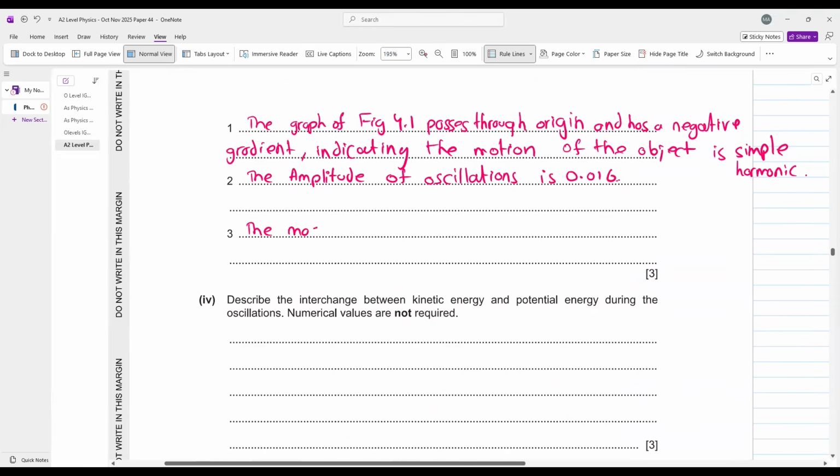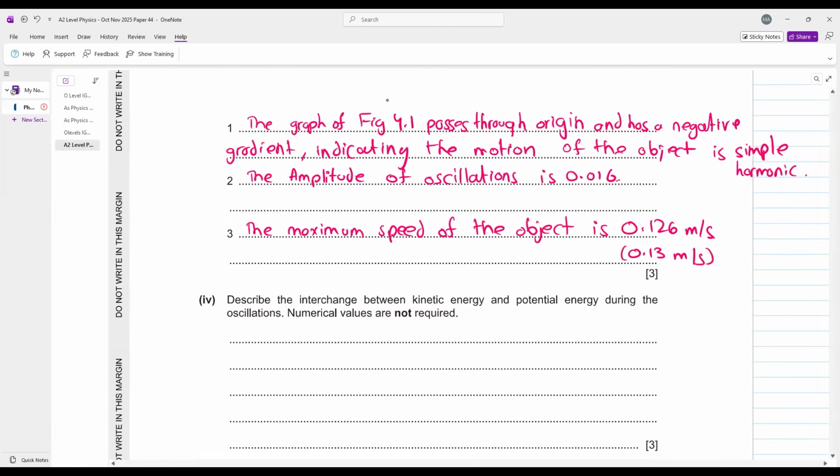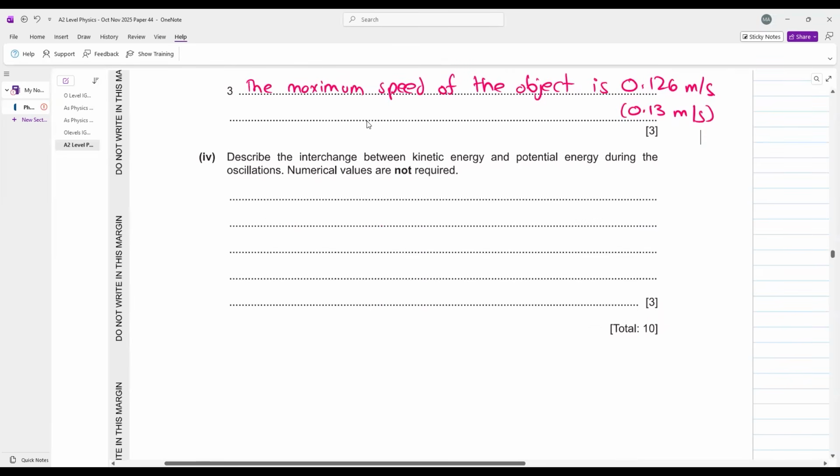The maximum speed of the object is 0.126 meters per second. You can also write it correct to two significant figures, 0.13 meters per second. Describe the interchange between kinetic energy and potential energy during the oscillations. Numerical values are not required.